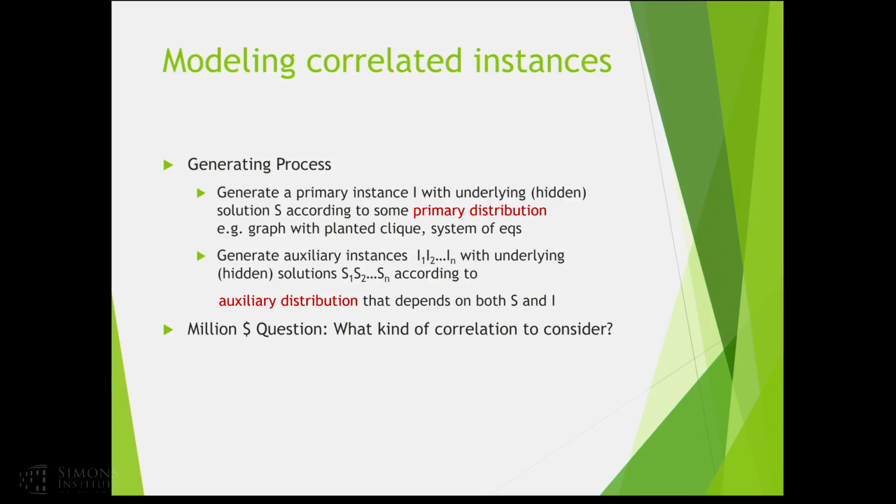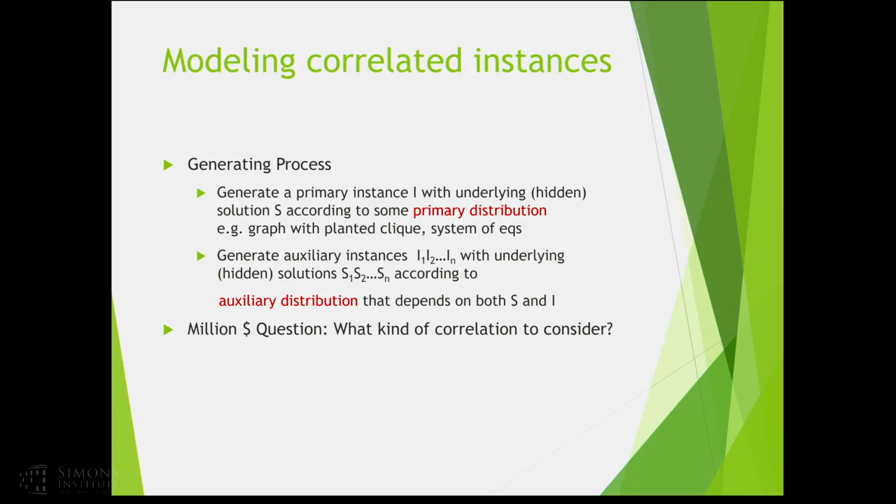So what that means is, first we'll generate a primary instance, which is the instance that we want to solve. It's going to have some primary distribution, and it's going to have some solution S, and this solution is going to be important. And then we also generate auxiliary instances which have other solutions which are hidden. And these solutions depend on both the solution to the original primary instance and the primary instance.